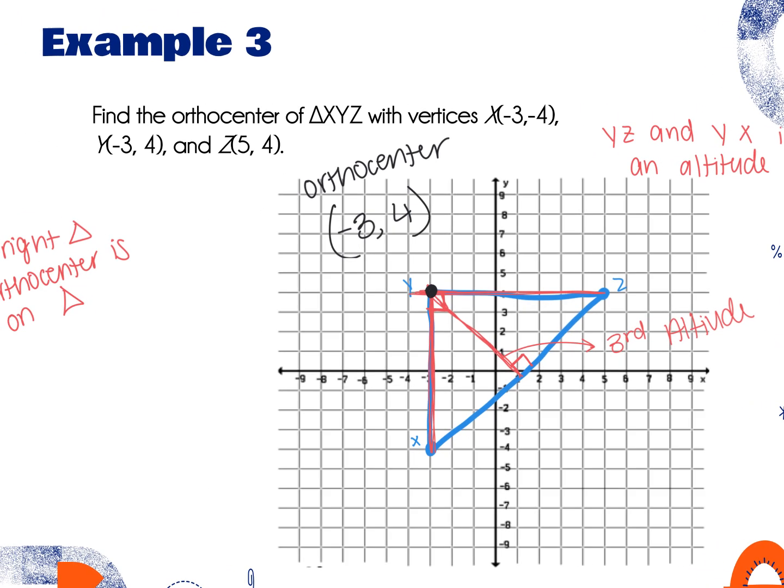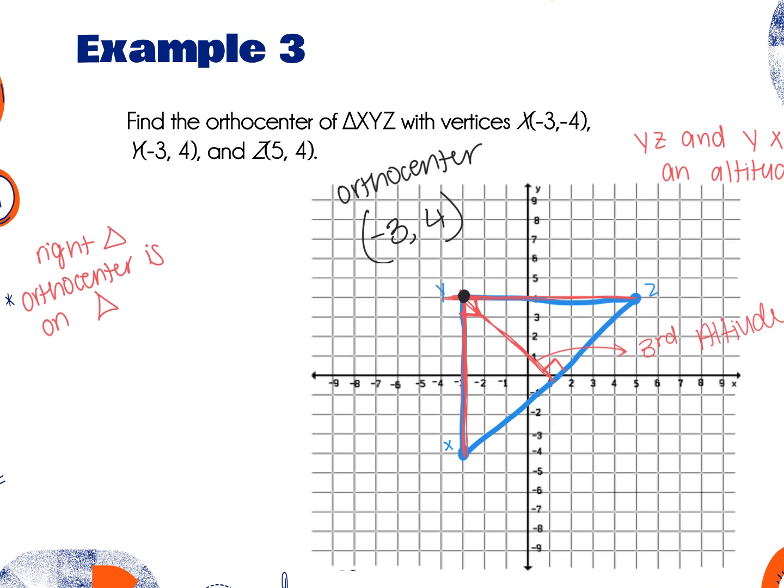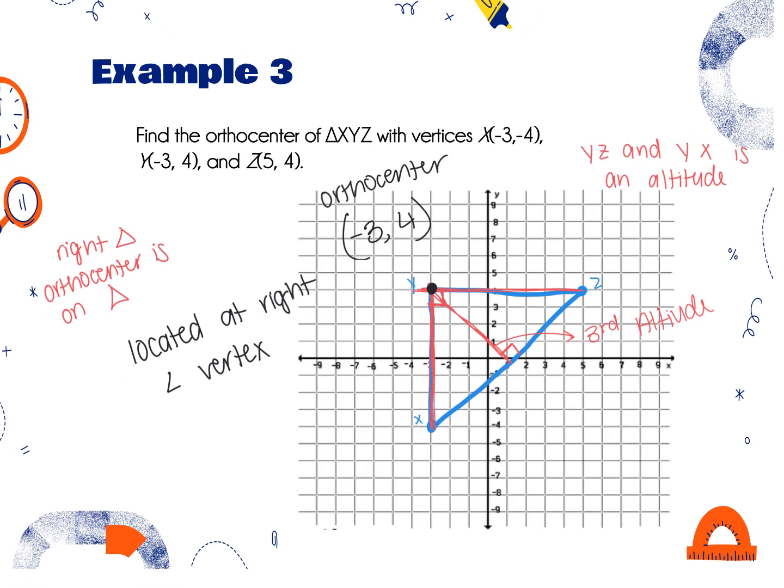So a couple things you should know. If it is a right triangle, your orthocenter is located at the right angle vertex. This is my right angle and this is the vertex right here. All right, questions on this? All right, let's go ahead and go to the last slide.